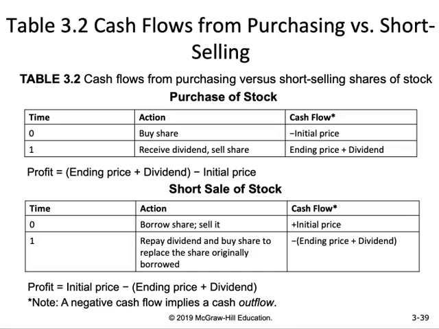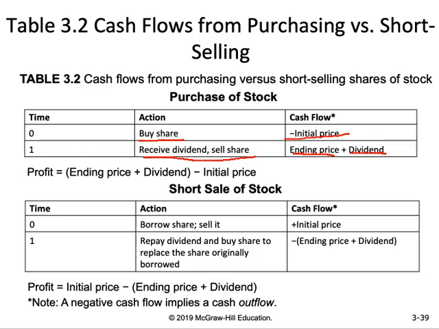So here we're going to compare the process of purchasing a stock versus short selling a stock to help you understand the concept a little better. If you were to purchase a stock, you initiate that by buying a share of stock. That costs money out of pocket, negative cash flow there. When a dividend is received, or when you sell the stock, then you have another cash flow. You receive the ending price you sell it for, and you receive dividend cash flows. So very straightforward. That's the process you're accustomed to with purchasing a stock.